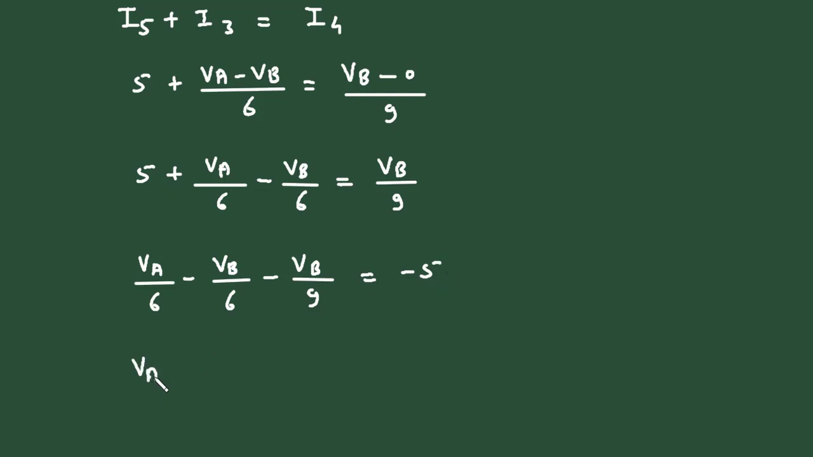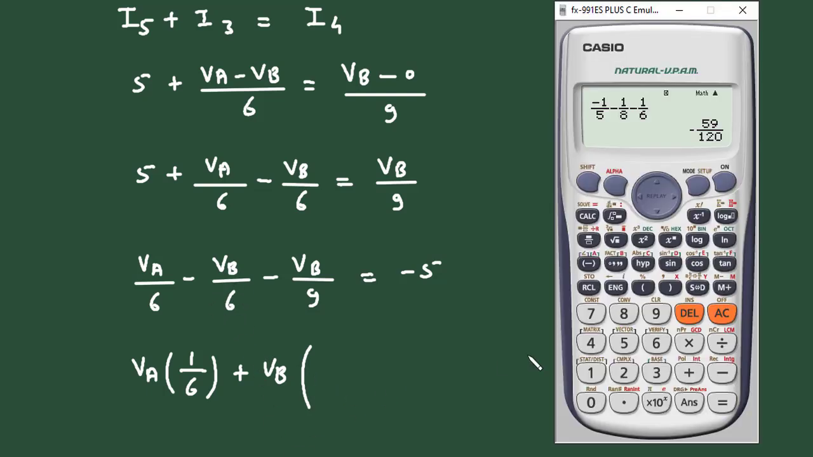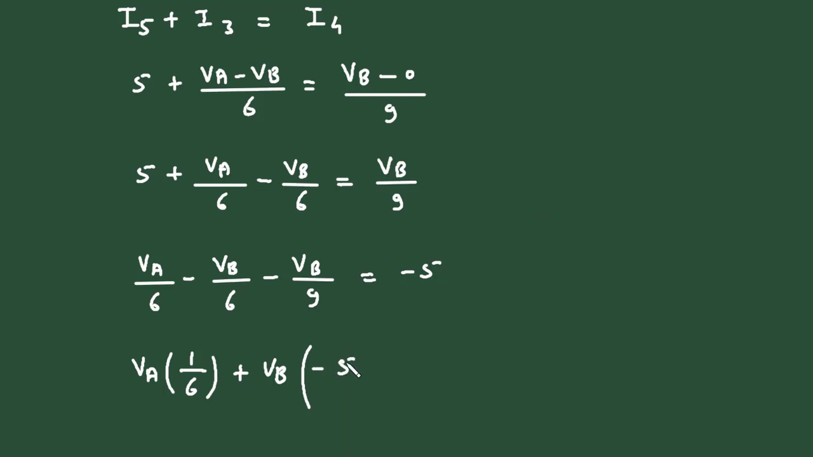If we take VA common, it will be 1 by 6 here, and if we take VB common, it will be minus 1 by 6 minus 1 by 9, so it is minus 5 by 18, equal to minus 5. Let's say this is equation number 2.